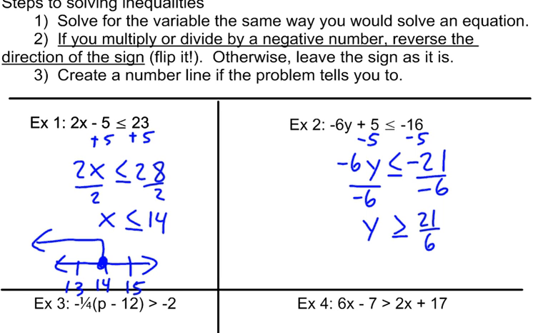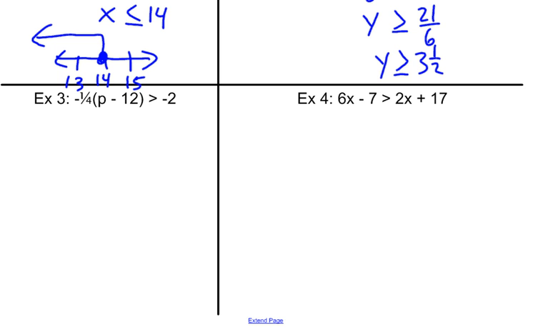That can be reduced. Make that a mixed number. It'd be y is less than or equal to 3 and 3/6, which is 3 and 1/2. You know how to graph this? So on the homework, you will be able to graph this correctly.